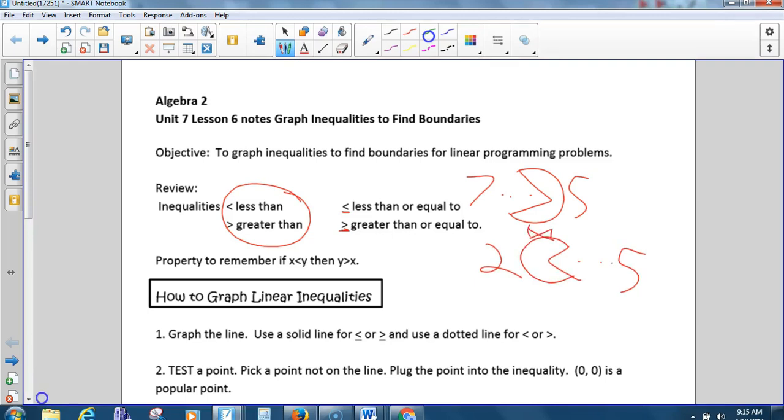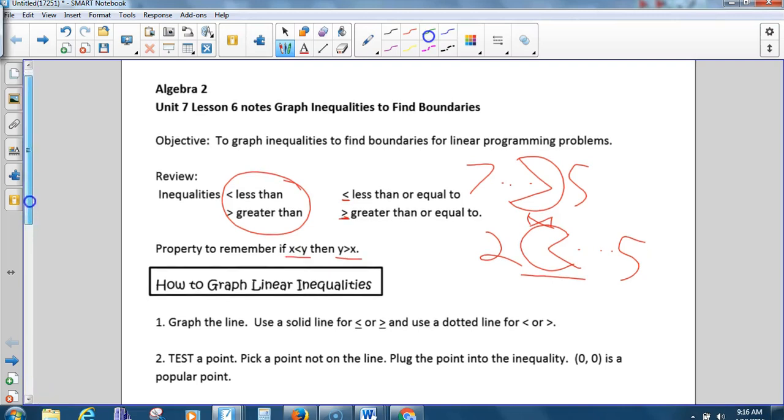Now remember, we can read it left to right or right to left. So the top one I could read as 7 is greater than 5, or 5 is less than 7. And Ms. Pac-Man, I could say 2 is less than 5, or 5 is greater than 2. And if I added a line underneath, it would be 2 is less than or equal to 5. And remember, if x is less than y, then y is greater than x. You can read from either direction.